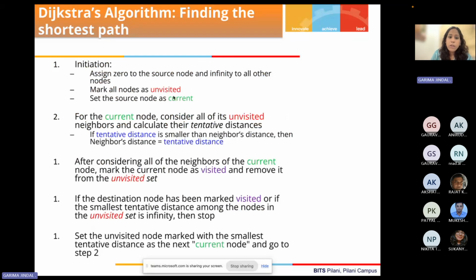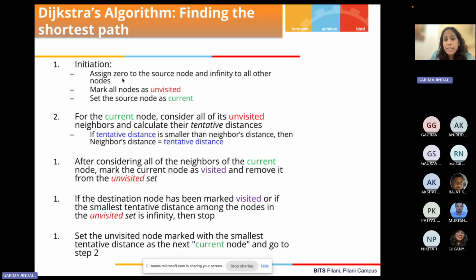Okay, so in order to implement the Dijkstra algorithm, this is very important. Let's see what the initialization will be. After covering the initialization, I will give you one example, and then we will again discuss these steps to and fro to understand how this particular algorithm works.